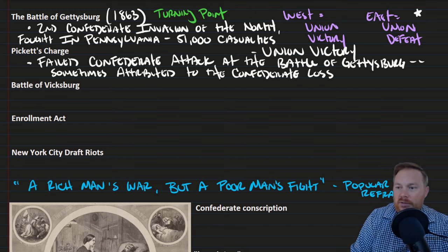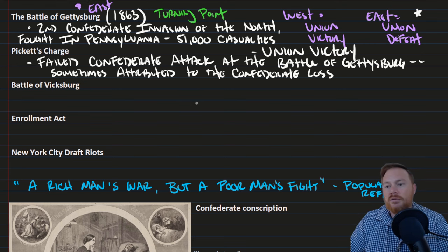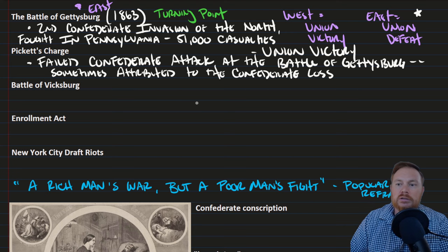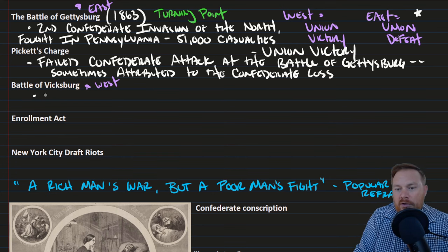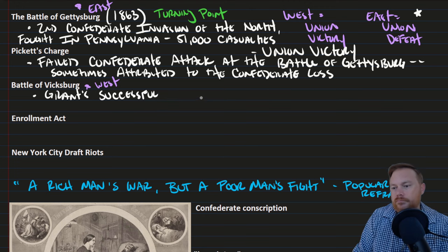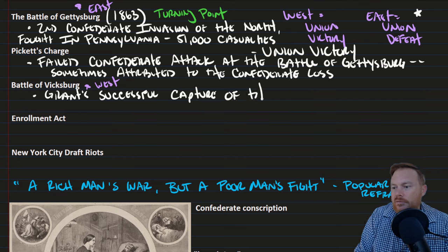So all of this is happening in the East. And so this is really the first year in which the fighting around Virginia, the major big armies, that you've had considerable good news. Meanwhile, in the West, where Grant is still in action, he's continuing to have success. The Battle of Vicksburg, this is once again Grant's successful, we'll say, capture of the Mississippi River.